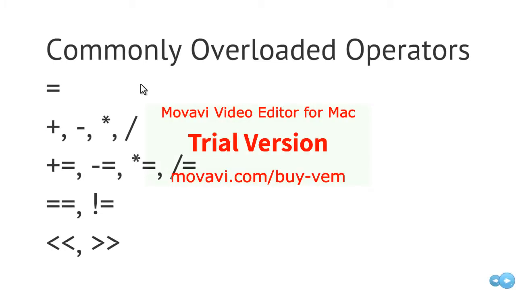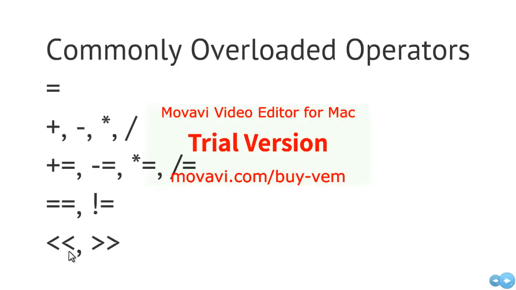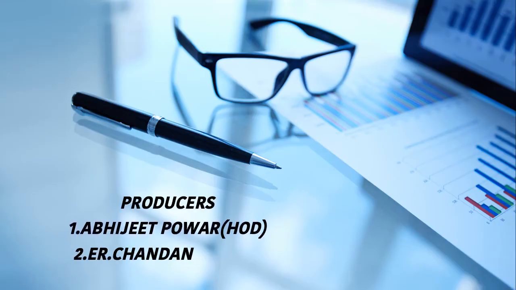I have some of the commonly overloaded operators specified here, such as our assignment operator, and operators for traditional mathematical operations: addition, subtraction, multiplication, division. Of course, these could take on very different meanings depending on what objects we have. Same thing for our shortcut operators, our comparison operators, and even our insertion and extraction operators. So if we wanted to be able to do cout and then specify a player object, then we could overload the insertion operator for the player class, or whatever class it is that we may have.